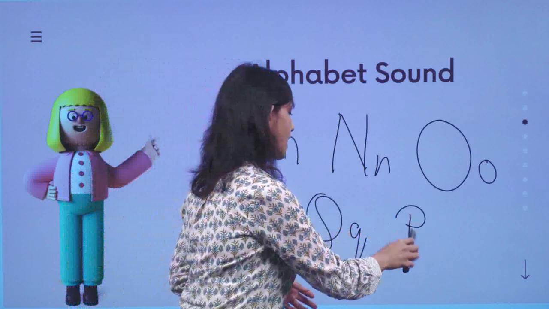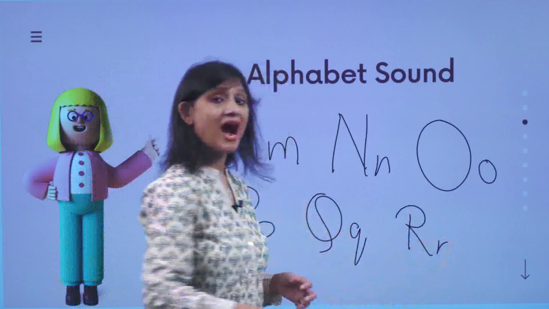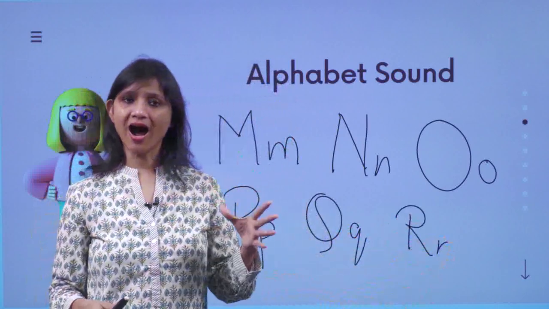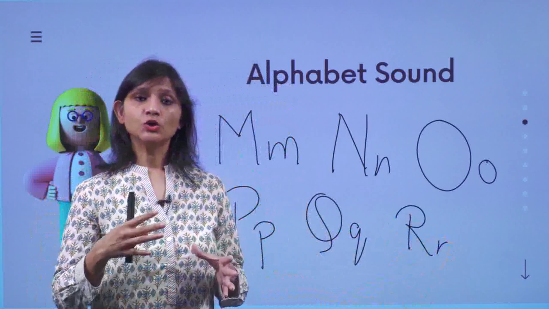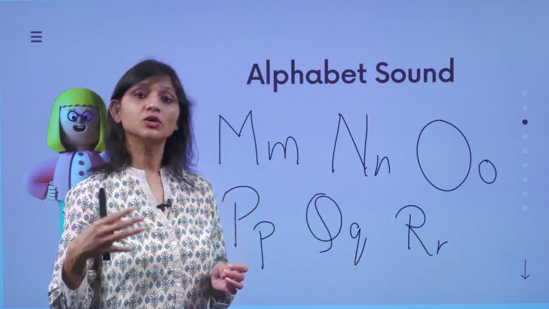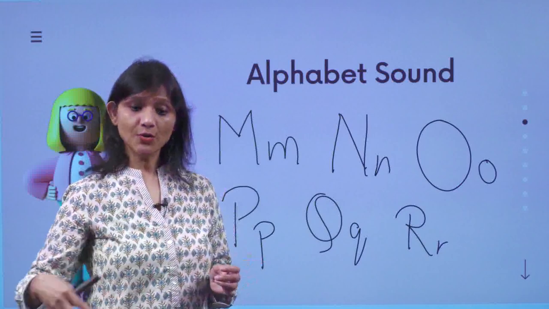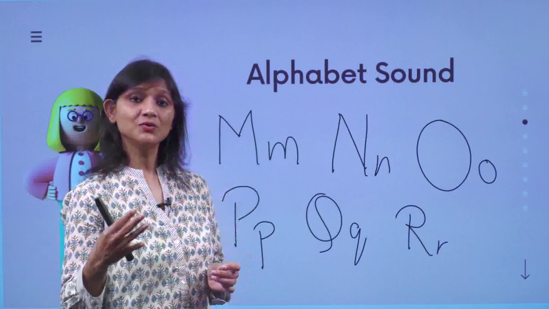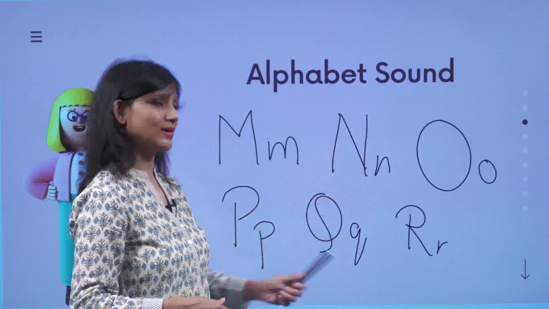Then R. The letter sound is R. R, R, run. R, R, rat. So let's look at these ones again.